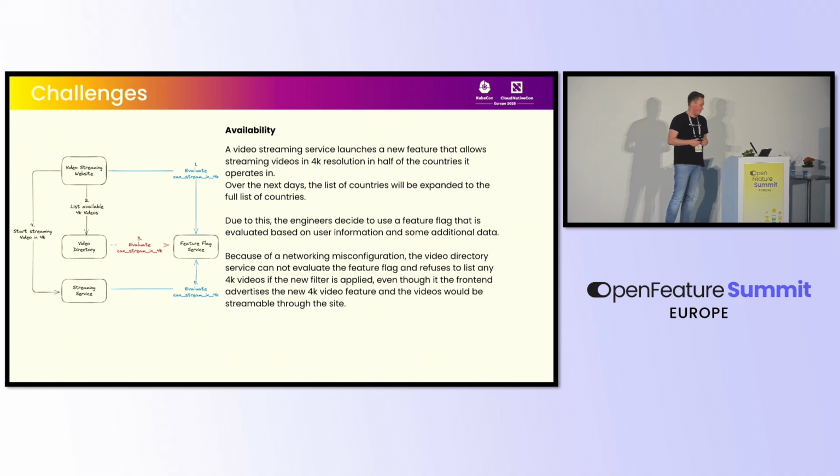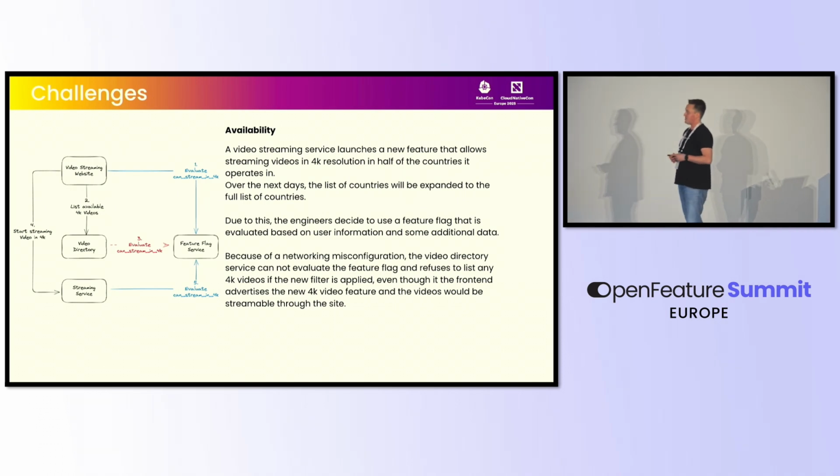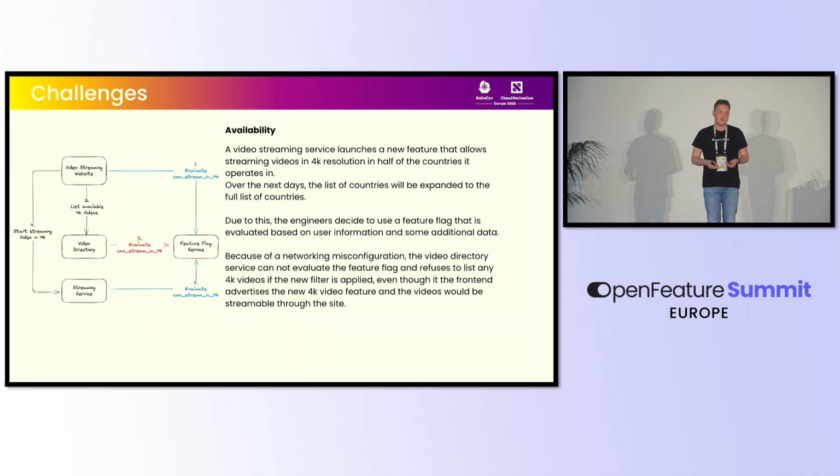Okay, a bit easier one maybe is availability. In this case, we have a video streaming website that brings in the feature to stream 4K videos. The 4K videos are shown on the video streaming website, which is changed by a feature flag, can stream in 4K. And we also have the video directory, which gives you the representation of the videos you are entitled to see, and it's also changed by this feature flag.